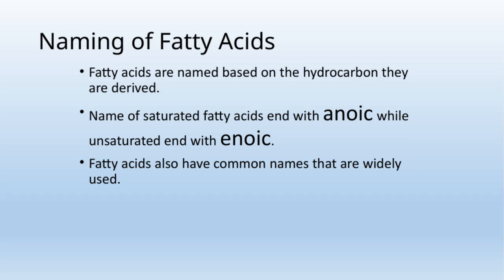Let's talk about how fatty acids are named. They are named based on the hydrocarbon chain they are derived from. For example, the names of saturated fatty acids typically end with "anoic," like in stearic acid. On the other hand, unsaturated fatty acids end with "enoic," such as oleic acid. It's also important to note that fatty acids often have common names that are widely used in everyday language and scientific contexts. Understanding this naming system helps us grasp their structure and function better, which ties into the overall theme of how these molecules impact our health and biology.